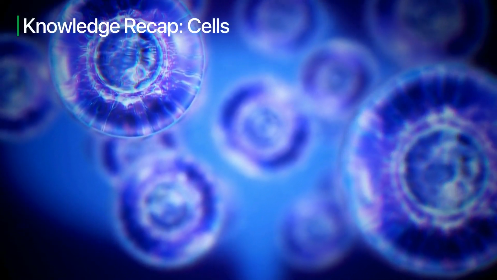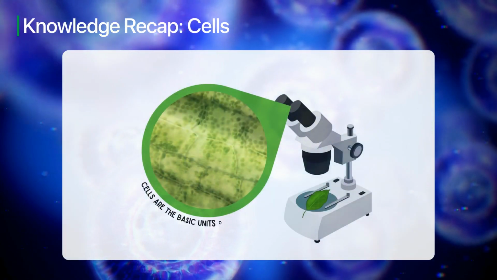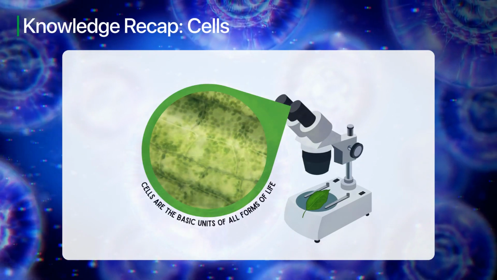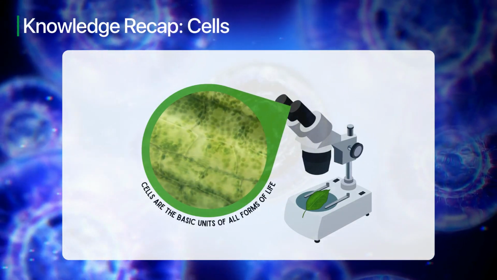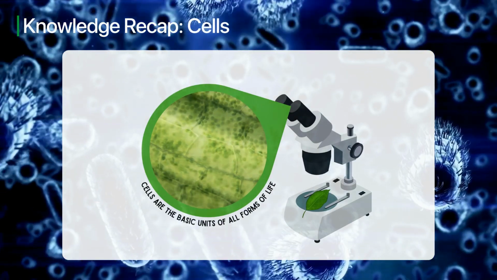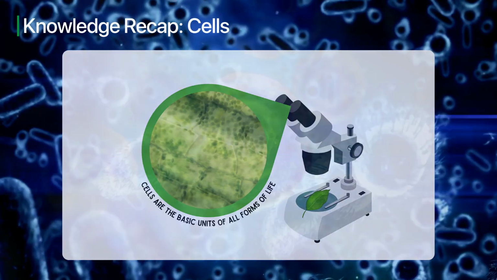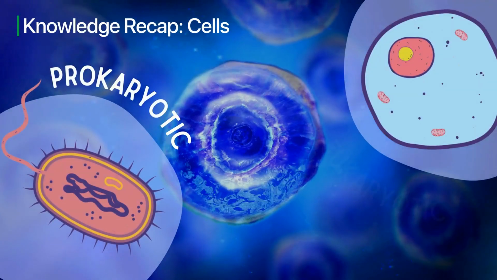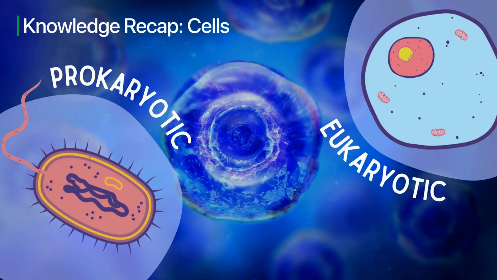So far, you have learned that cells are the basic units of all forms of life, and that their structures allow them to perform various functions. This foundational knowledge sets the stage for us to delve deeper into the specific features that distinguish prokaryotic cells from eukaryotic cells. Let's get started.